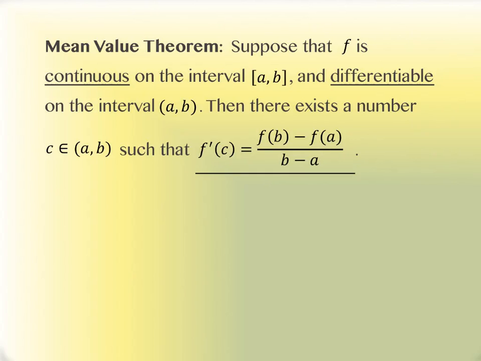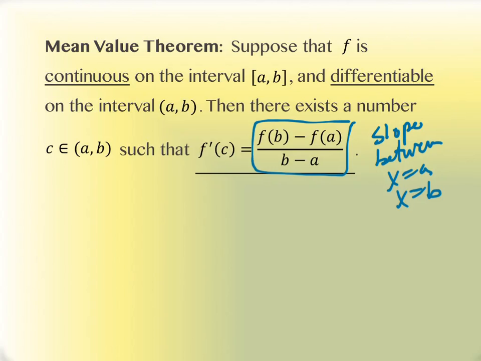Can you recognize what this, f of b minus f of a over b minus a, is? What is that? That's the slope, right? The slope between point a and point b. All this is over here is the slope between x equals a and x equals b.